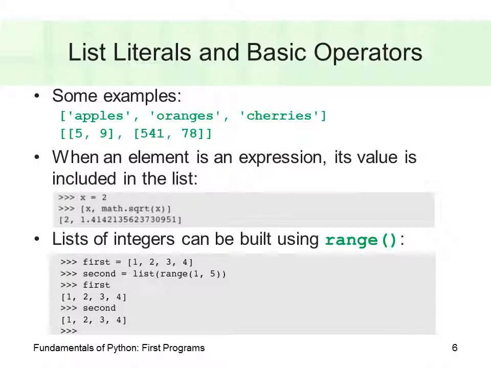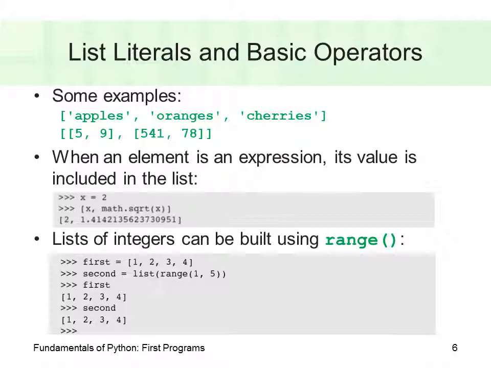Here are some examples of lists. Notice that these list items are literals. We have 1, 2, 3 strings in a list. We have a list of lists. This list contains a list of 2 numbers, and this list contains a list of 2 numbers.